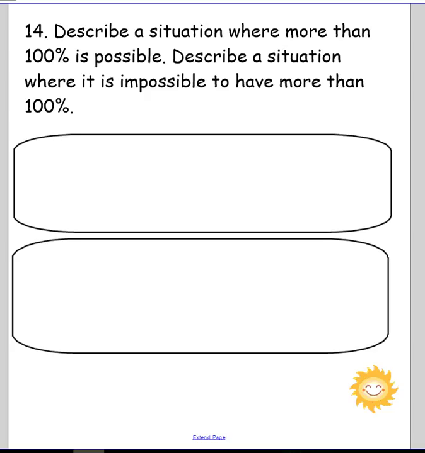And so 14 asks two things. Describe a situation where more than 100% is possible. Endless answers there. And describe a situation where it is impossible to have more than 100%. Again, endless possibilities. So try and rack your brain a little bit, brainstorm. Sometimes it's easier to think of something if somebody else gives an example first. So if you need to look at my example before trying to come up with one of your own, I completely understand. So pause the video and give yourself some think time. And then when you're ready, continue on.